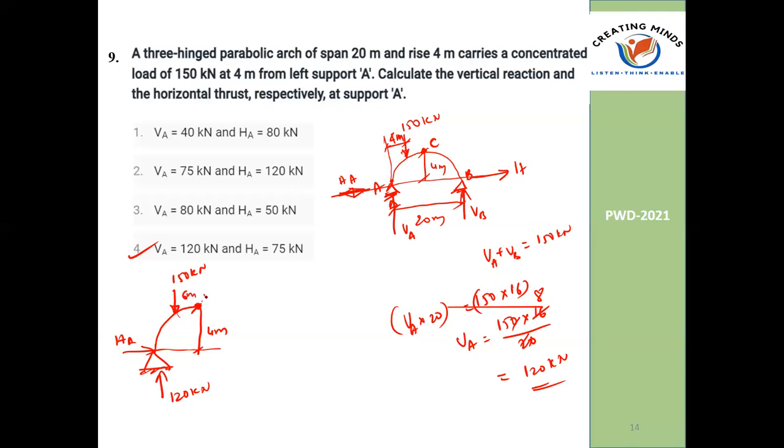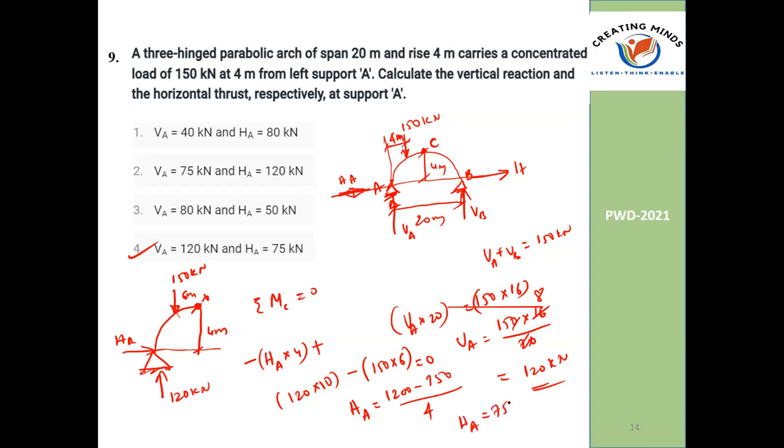Now take moment at this section, C. Sigma MC equals zero. Applying this equilibrium equation, HA multiplied by 4 is anti-clockwise, plus 120 multiplied by 10 is clockwise, minus 150 multiplied by 6, which is equal to 0. Compute the HA value. HA is nothing but 1200 minus 750 divided by 4.